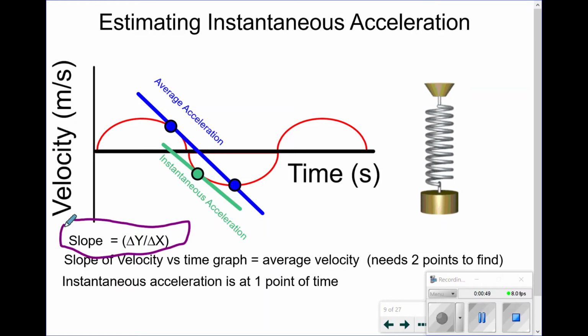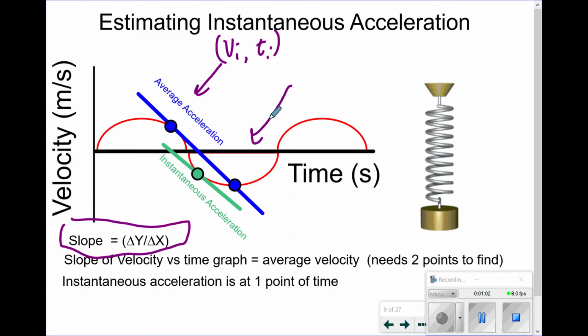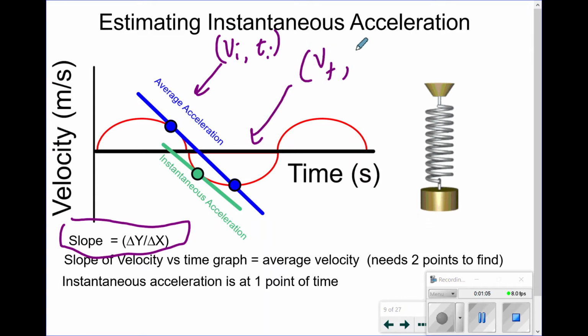Now, the slope average always requires 2 points. I need to have an initial y value, or an initial velocity in this case, and an initial time. And I have to have a final velocity and a final time. So some time has to pass by for me to see a change in velocity so I can figure out what the acceleration is for that passage of time. And since it's over a passage of time, there'd be several velocities or several accelerations along the way that could be changing. So we're finding the average overall for that change in time.